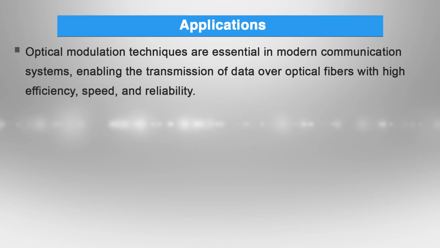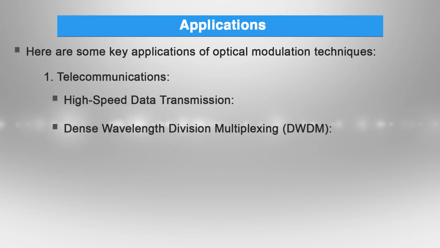Now let us discuss various applications of these modulation techniques. Optical modulation techniques are essential in modern communication systems, enabling the transmission of data over optical fiber with high efficiency, speed and reliability. Here are some key applications of optical modulation techniques. First is telecommunication, which means high speed data transmission. Optical modulation techniques are crucial in transmitting high-speed data over long distances.